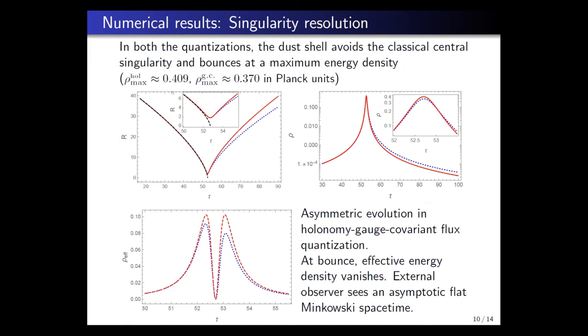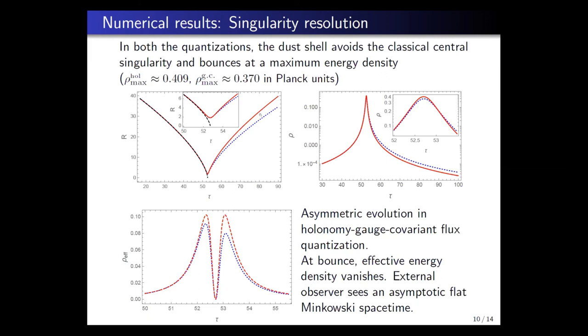In both the quantizations, the dust shell avoids the classical central singularity. So that is the main thing. The classical curve is shown by this black curve. The blue curve shows the gauge covariant flux modifications, and the red curve is essentially the holonomy triad-based quantization. So there is a bounce. You start from some large radius. I'm just showing a small snapshot near the bounce. The collapse proceeds. It agrees with the classical spacetime for a very long time.